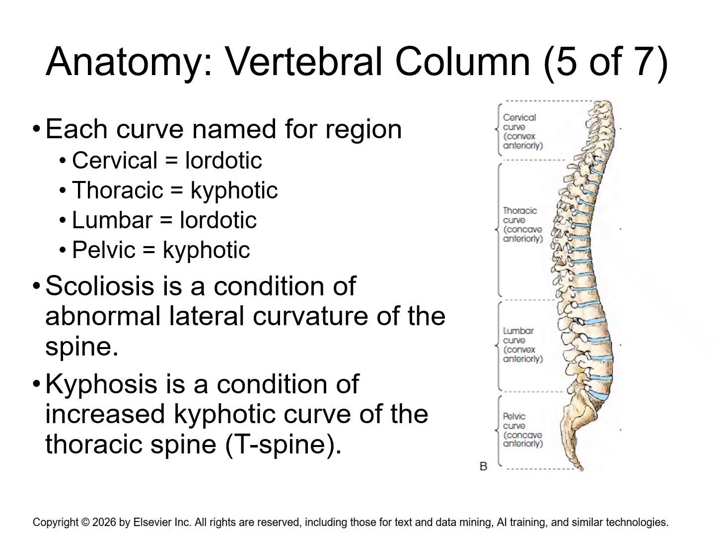Okay, and then scoliosis is when you have a lateral curve. We'll talk about that a little bit more in a minute. And then if you have an increase in this kyphotic curve, that is considered kyphosis. And if you have an increase in this lumbar curve, then that is considered lordosis.